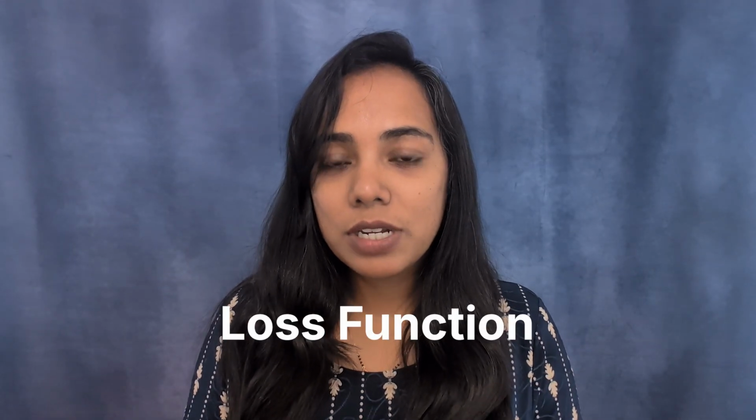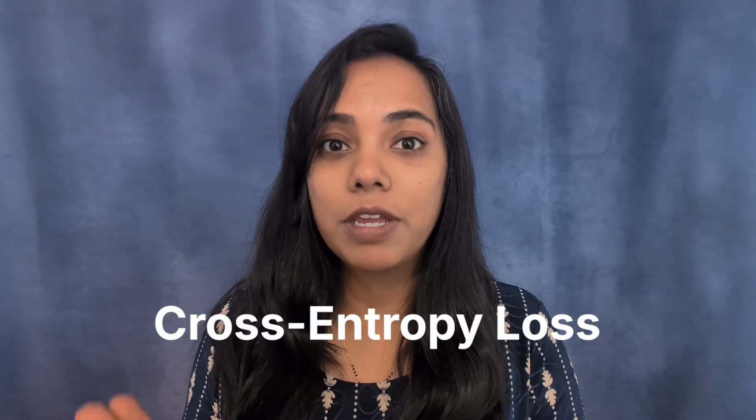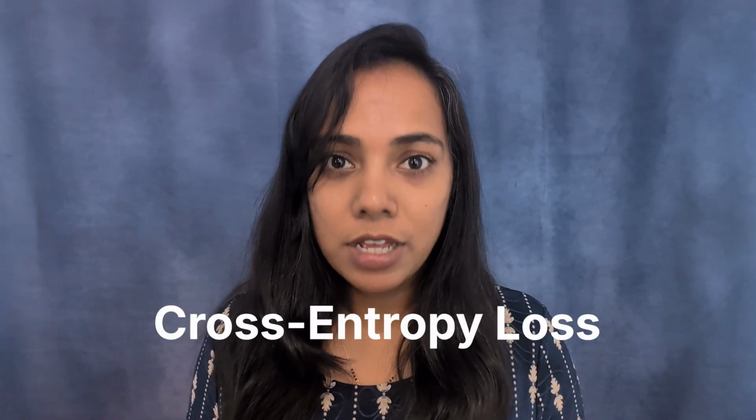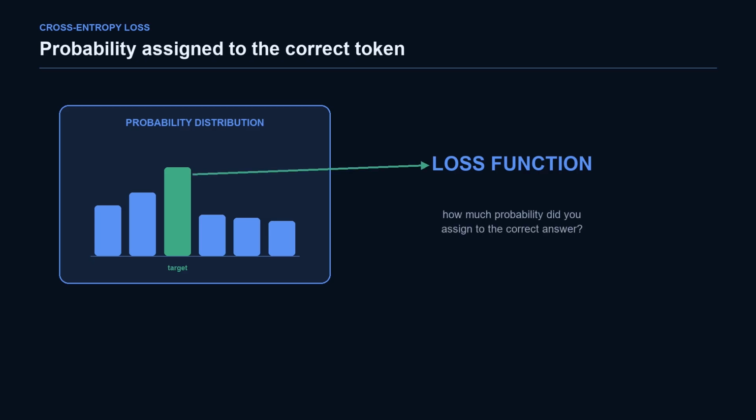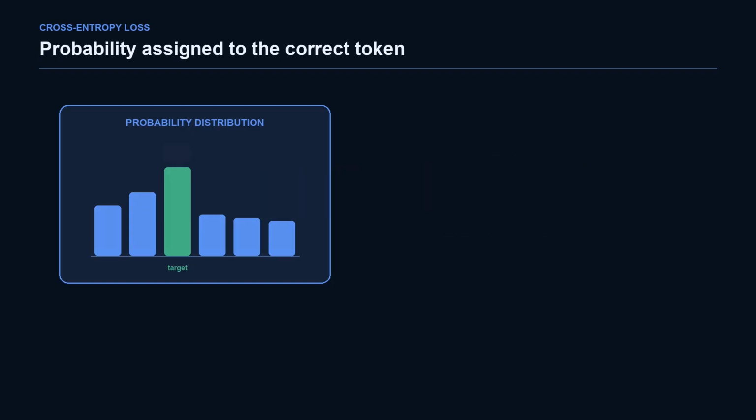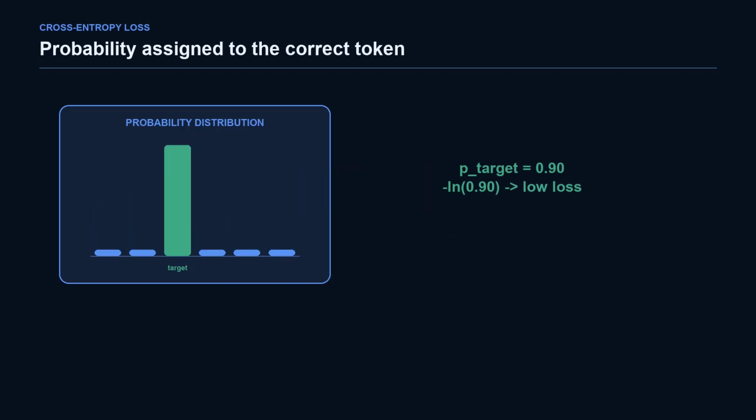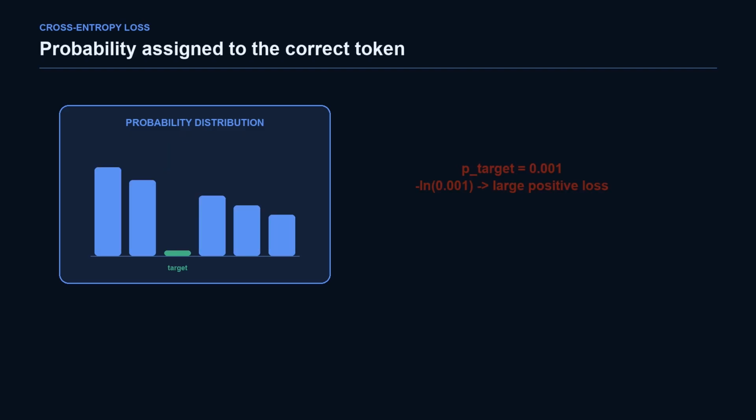The loss function used in a language model is called cross-entropy loss. And here's the intuition for it. The model produces a probability distribution over all the tokens in the vocabulary, but then we know what the correct next token is. It's sitting in Y, right? So what cross-entropy loss does is it asks, how much probability did you assign to the correct answer? If the model gave the correct token a high probability, say 0.9, the loss is low. If it gave the correct token a tiny probability, let's say 0.001, then the loss is high.